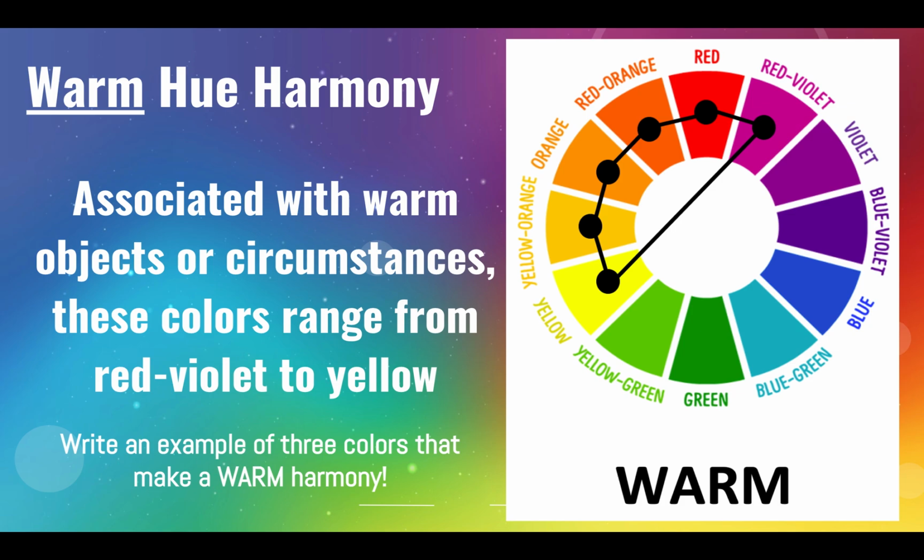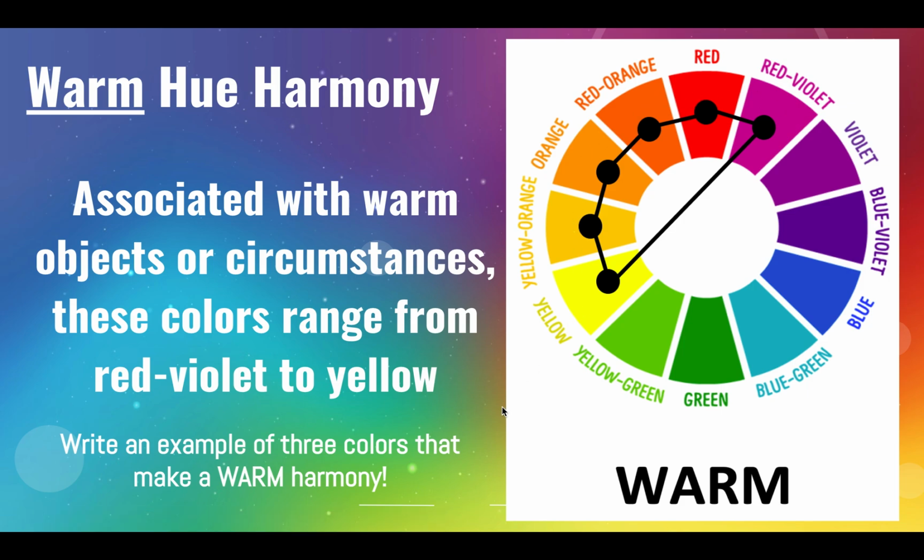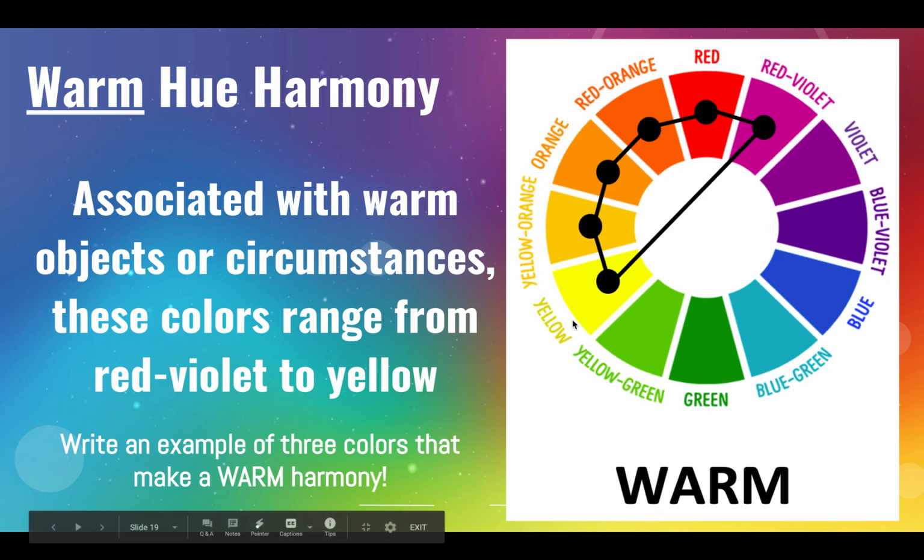And then we have the opposite side of the color wheel. So a warm hue harmony are any of these more warmer colors. They remind us of warmer experiences. They just feel warmer. And so you could use any of these colors to have a warm hue harmony: yellow, orange, red, any kind of combination of those.